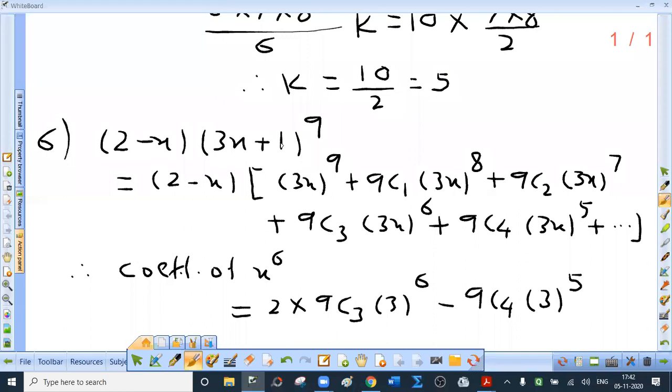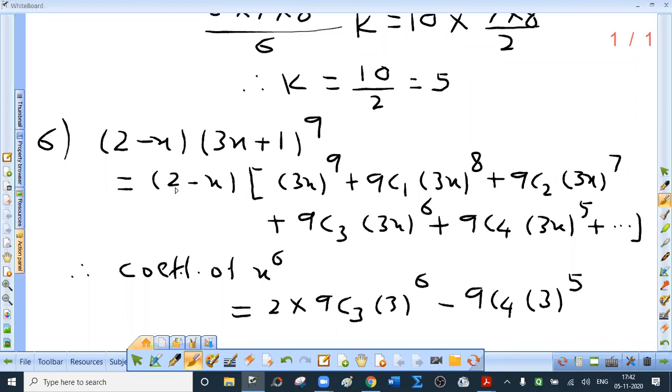Write the expansion of (3x + 1)^9. It is (3x)^9 using the binomial theorem, of course, plus 9C1 (3x)^8 plus 9C2 (3x)^7 plus 9C3 (3x)^6 plus 9C4 (3x)^5. I'm not interested in the remaining terms because I'm asked to find the coefficient of x^6 so that I can attach x^6 to it to get the required answer.